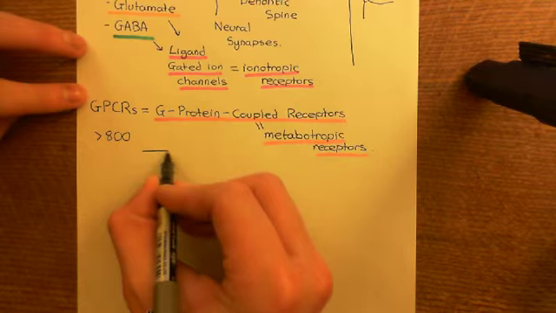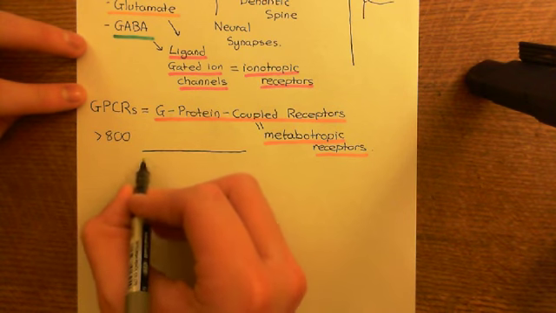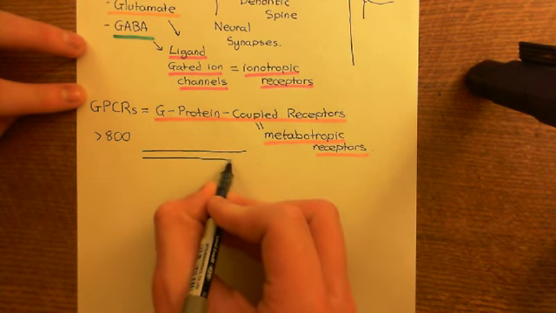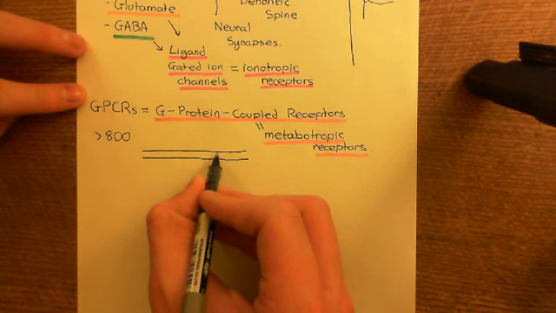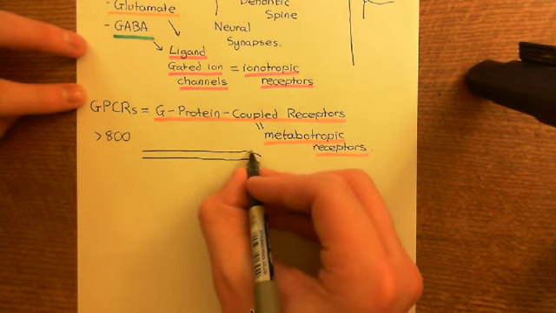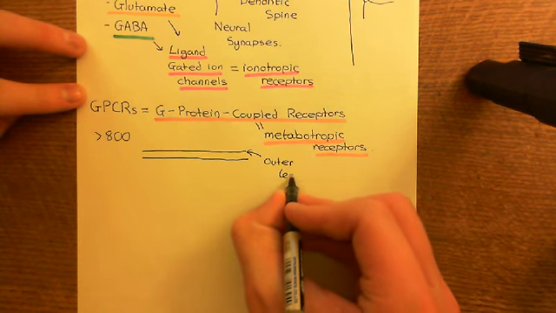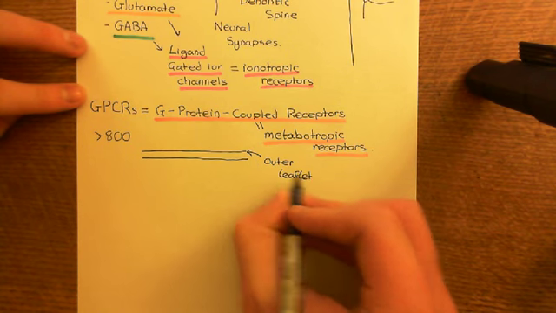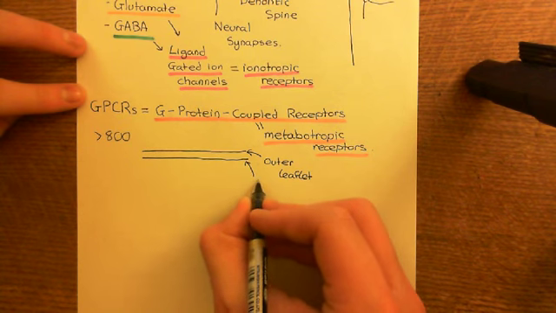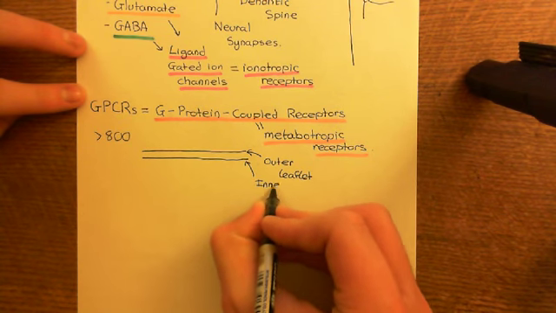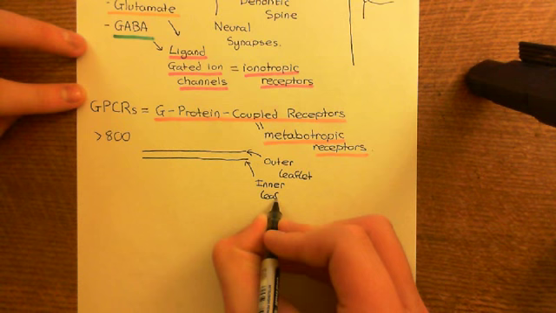Let me show you their structure. If I use these two parallel lines to represent the inner and outer leaflet of a cell membrane, remember, cell membranes consist of two layers of phospholipids. This is the outer layer of phospholipids, known as the outer leaflet, and this is the inner layer, known as the inner leaflet.